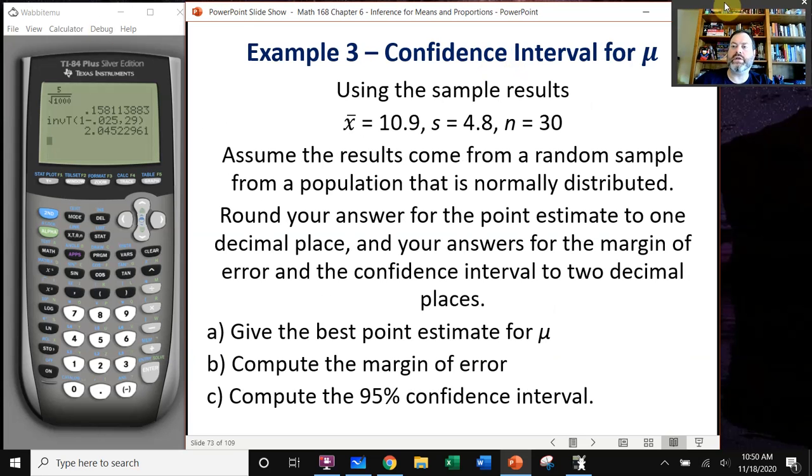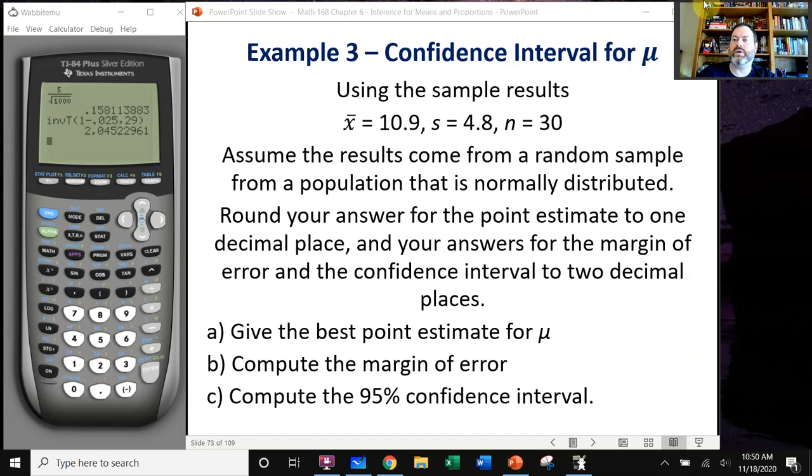All right, let's do another confidence interval. So now we're going to do one all the way through. Using the sample results, x bar is 10.9, s is 4.8, n equals 30. Assume the results come from a random sample from a population that is normally distributed, right? Have to have a normal population, or we have to be able to see the data. Round your answer for the point estimate to 1 decimal place. That's done for us. And your answers for the margin of error and the confidence interval to 2 decimal places.